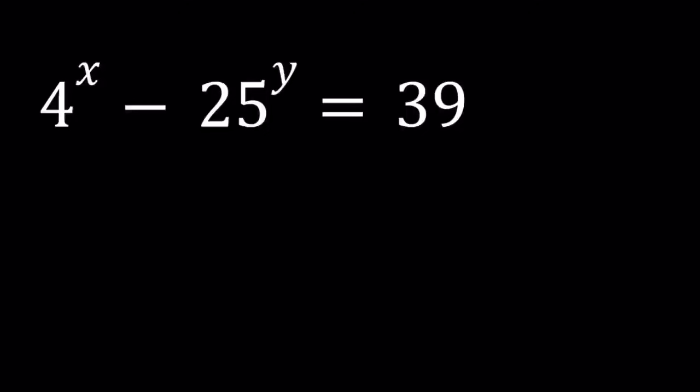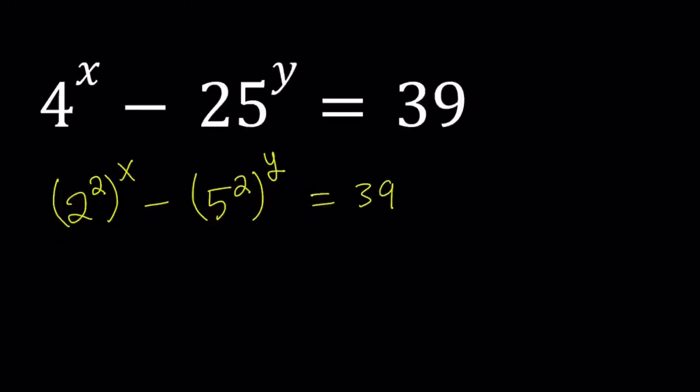So the first thing that I'd like to do is notice that 4 and 25 are both perfect squares. So we can go ahead and write them as 2 to the second power and 5 to the second power. And of course we have other exponents, and this is equal to 39. So I'm going to go ahead and solve this equation, find all the solutions, or if there are no solutions, I'm just going to indicate that. And I'll also show you a graph of this relation, which is kind of interesting.